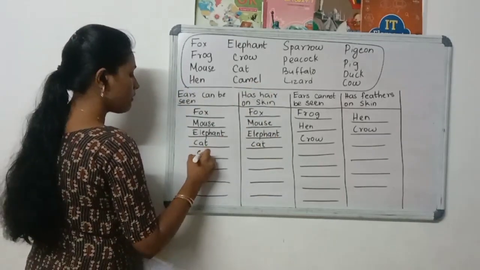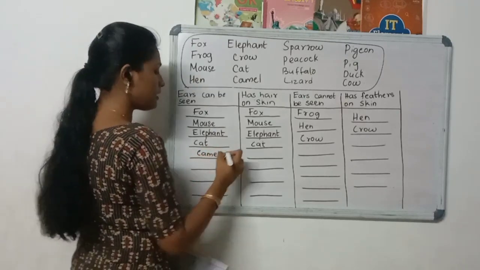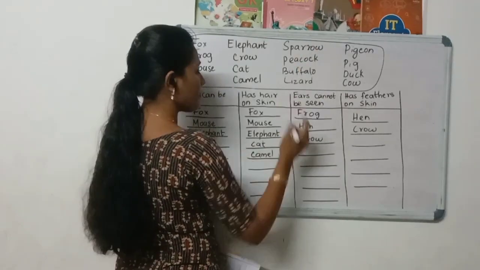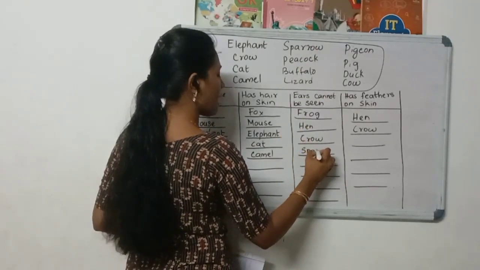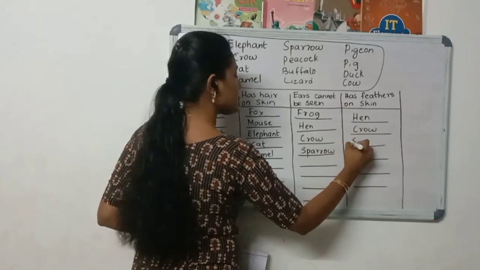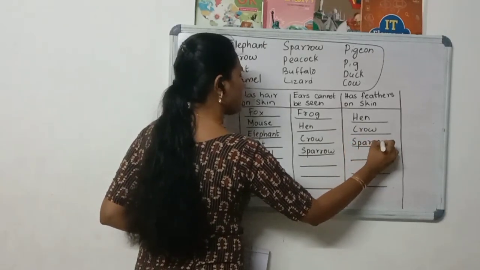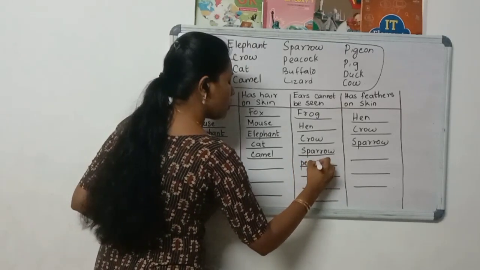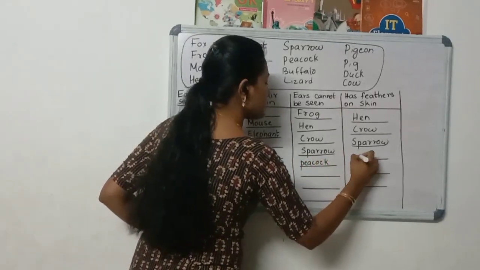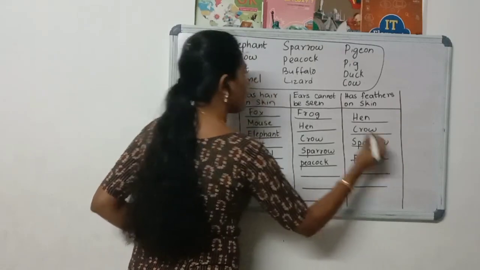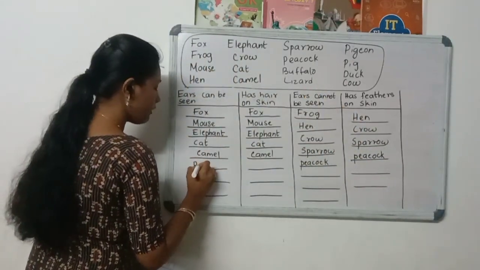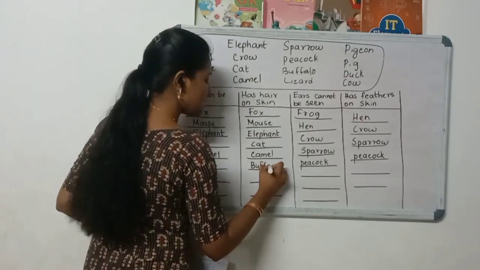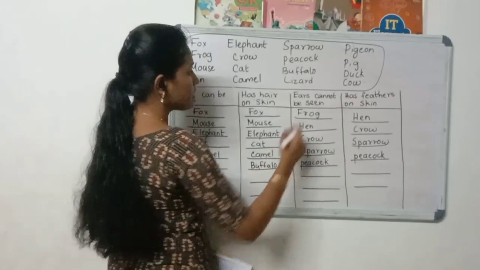Now, camel. We can see its ears and it has hair on its body. Sparrow. We cannot see a sparrow's ears and it has feathers on its body. Peacock. A peacock's ears are also not visible and it has feathers on its body. Buffalo. A buffalo's ears, we can see them, right? And it has hair on its body.